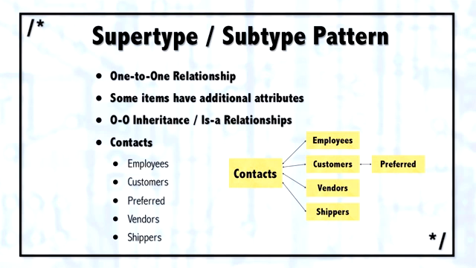So the supertype-subtype pattern is used to solve that dilemma, allowing you to put all of the contacts together in the one contact table with their common attributes and then break out the specific attributes into a separate table for specific employees, customers, vendors, and shippers. To select the data then to see all the information about an employee, you would have to join between contacts and employees.